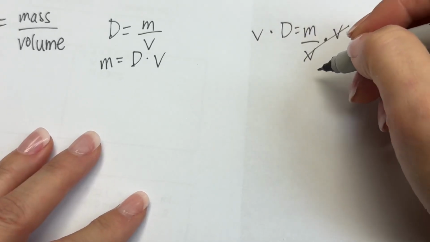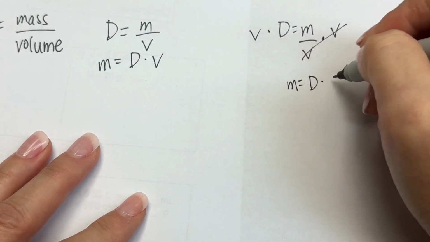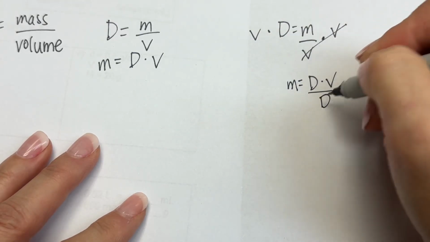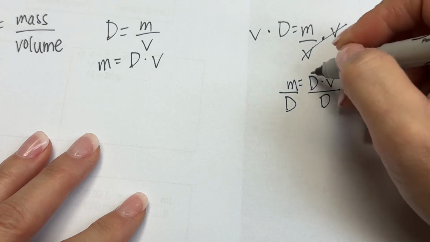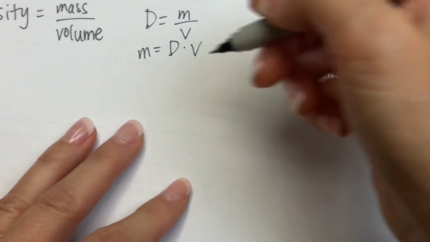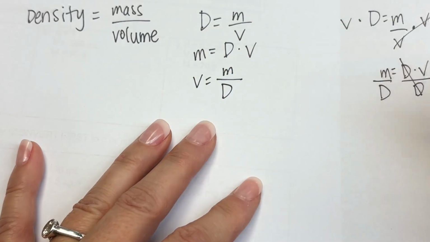Okay. Another thing that we can do if we have M equals D times V, because we're going to use this same equation from up here, we can divide both sides by D, and we will end up with V equals M divided by D. Okay, so volume is mass divided by density.